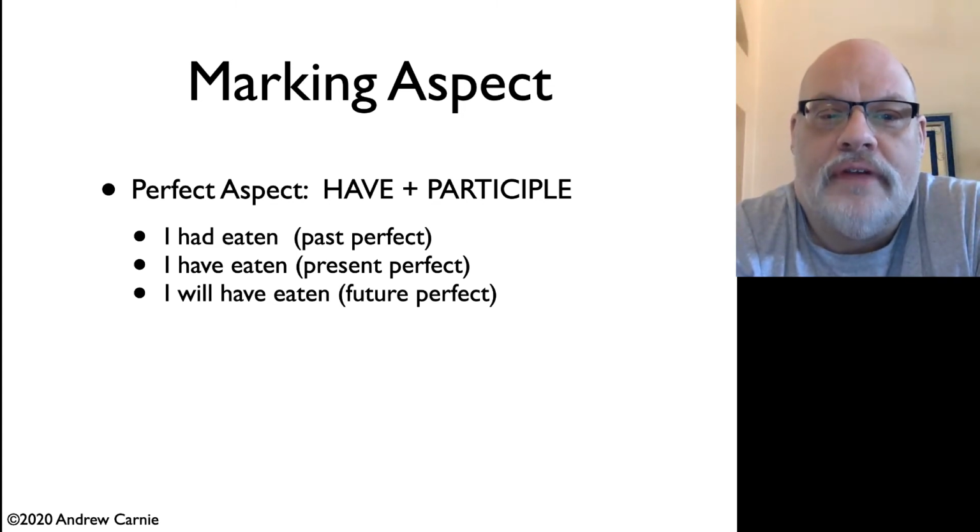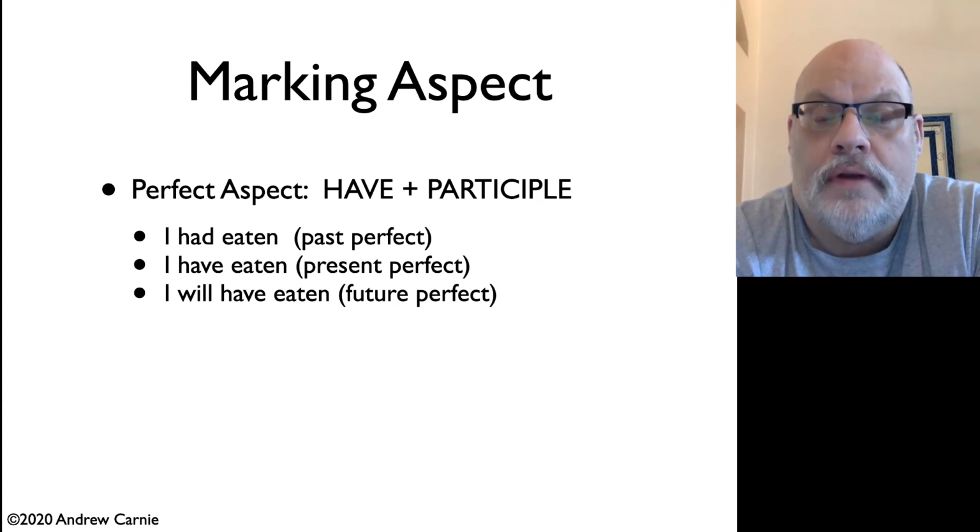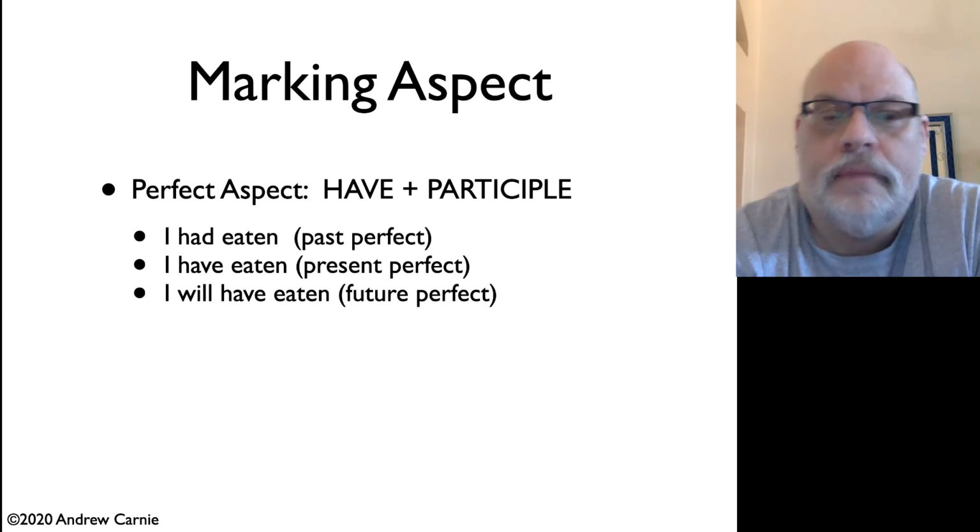So the perfect aspect is always marked with have plus a participle. And that have can be inflected for any tense. So I had eaten, that's a past perfect. I have eaten, that's a present perfect. And I will have eaten, that's a future perfect. In each case, we have the auxiliary verb have, plus we have a participle.